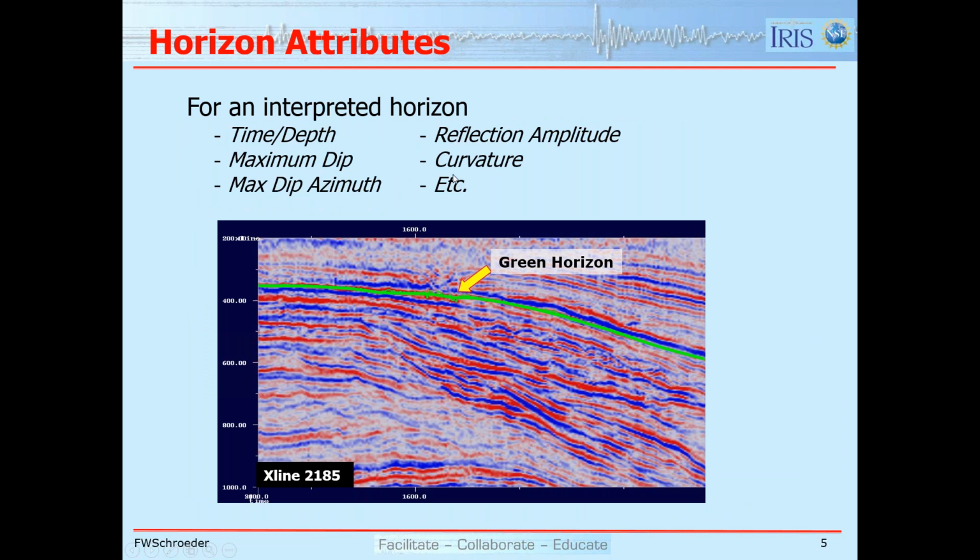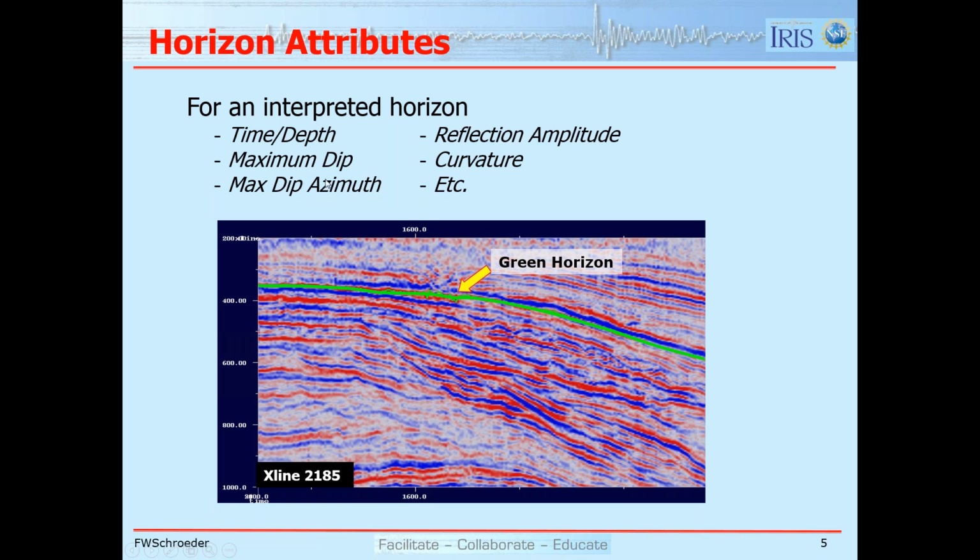So horizon attributes are attributes that are measured relative to an interpreted horizon, such as the green horizon here. The most common attribute, and sometimes people overlook this, is the two-way time to the green horizon, or if it's a depth cube instead of a two-way time cube, the depth. Some people think the most common attribute is amplitude. I would say that's the second most common. Two-way time or depth, I would say, is the most valuable, most often used attribute.